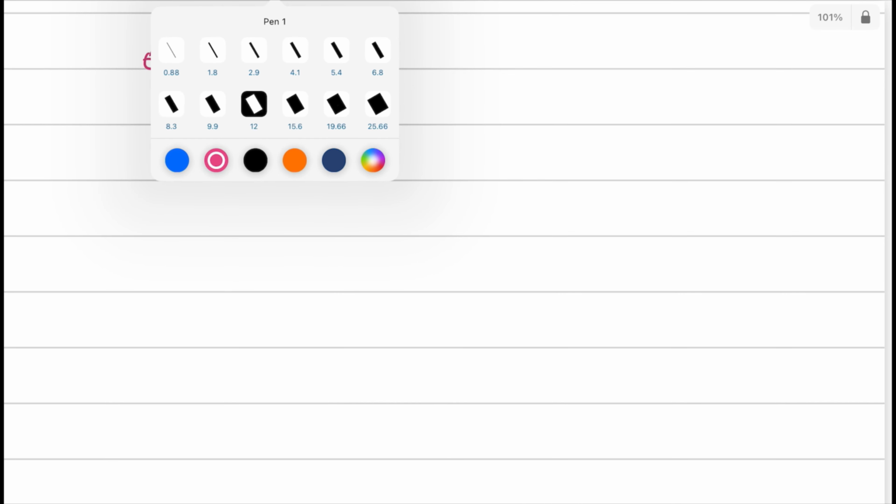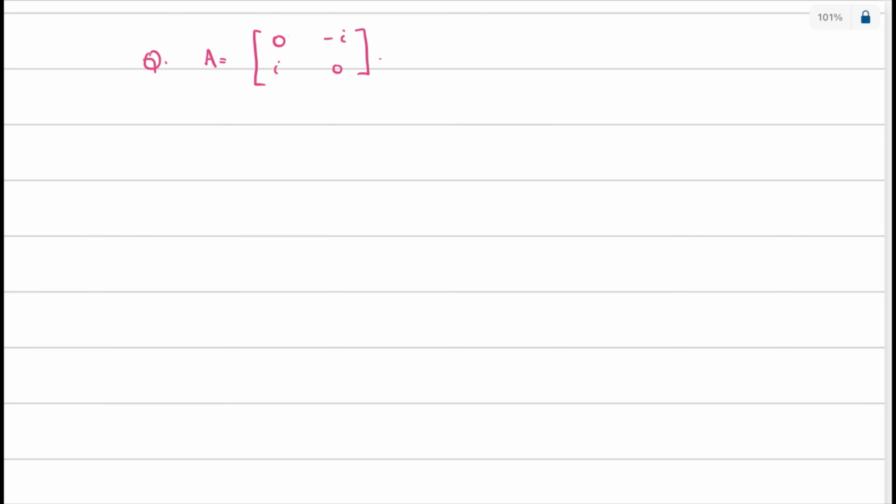Here, what is the question matrix given? Let the matrix A be equal to 0, minus i, i, 0, and we will try to analyze it now one by one. Analysis. A is equal to 0 i, minus i 0.